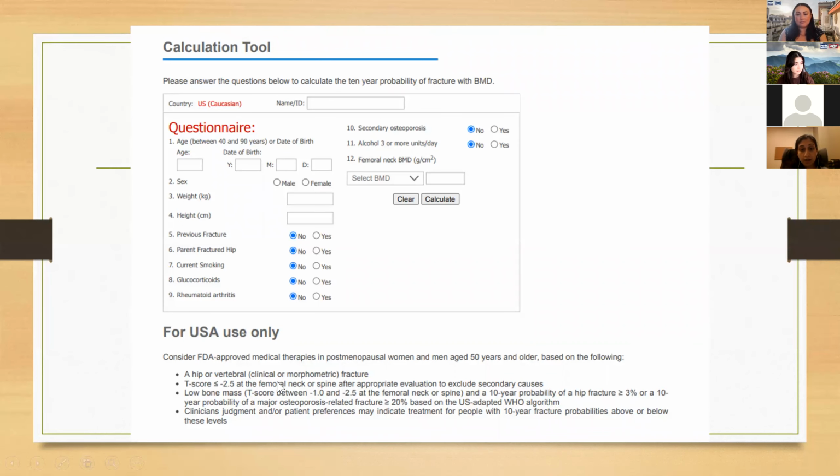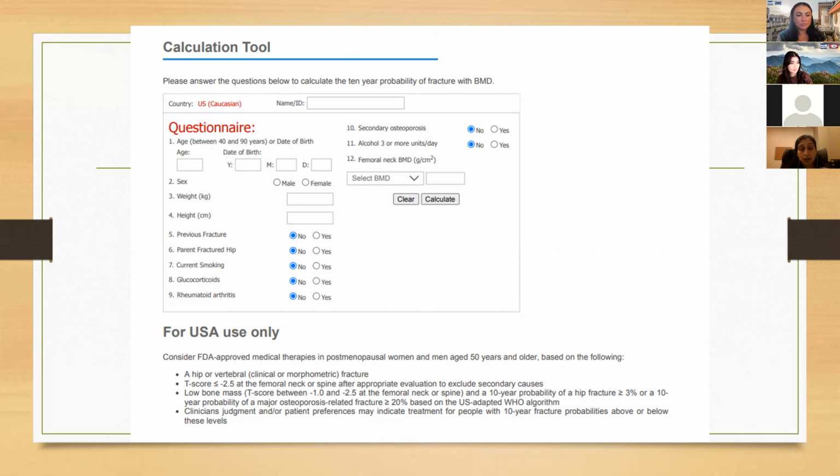So this is your FRAX score, which you can calculate online. You can find this calculator online and just Google FRAX and this will come up. Basically, you enter a patient's different risk factors and it will come up with a FRAX score. The score that it gives is a 10-year probability of a hip fracture or 10-year probability of a major osteoporosis-related fracture. An elevated FRAX score is considered greater than or equal to 3 for the hip fracture or greater than or equal to 20 for the osteoporotic related fracture.